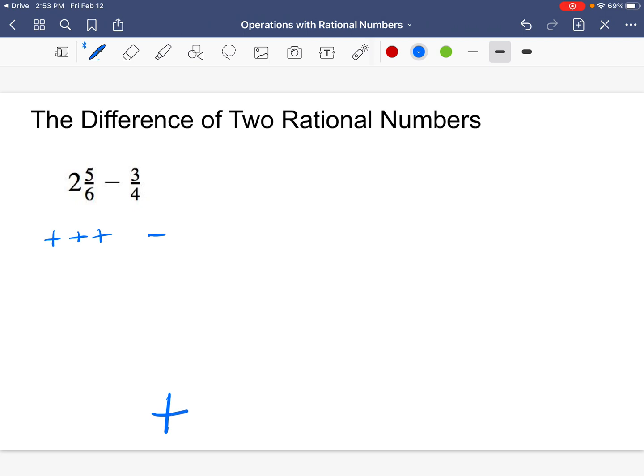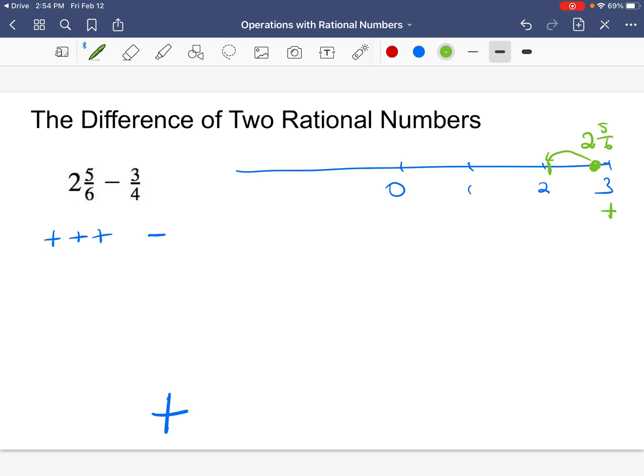I could also use a number line. Say here's 0, 1, 2, 3, and I have 2 and 5/6, which is almost 3, so that's about here, 2 and 5/6, and I subtract 3/4, which is less than 5/6, so that would bring it back down to about here, so a little bit over 2. But again, this is the positive side of the number line, so I expect my difference to be positive.